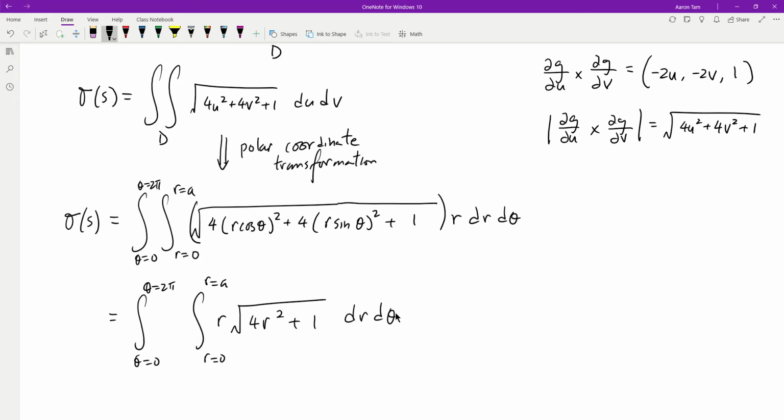So now this is actually manageable because I can integrate this using u substitution. I know we start from a variable and then change to polar coordinates, and now I have to use u substitution. Here I'm not going to call it u substitution because u is already some kind of variable involved. So I'm going to call it w substitution. I'm going to let w equal 4r squared plus 1. So dw would equal 8r dr, and we have an r. So I'm going to move the 8 to the other side.